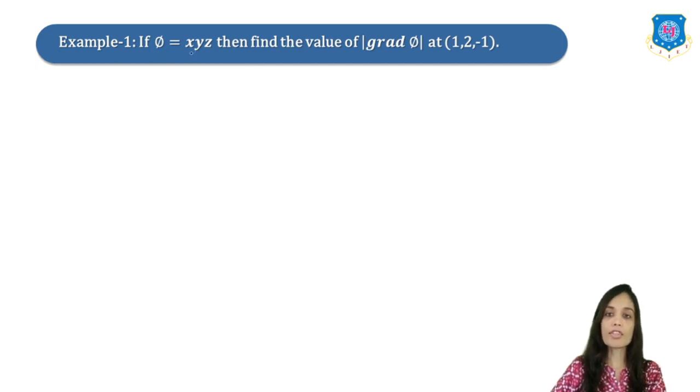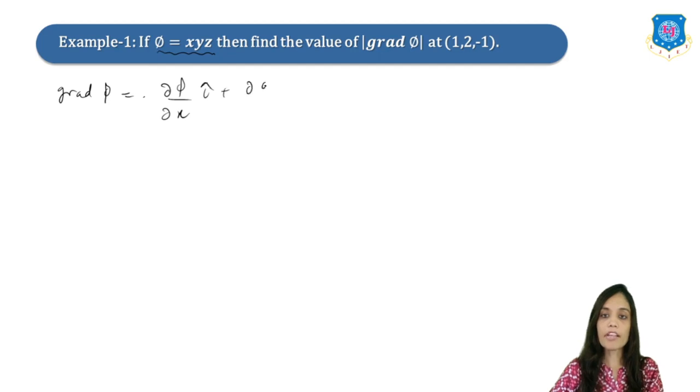So if phi is equal to xyz, this is a scalar field. We have to find the value of mod grad phi, that is magnitude of gradient at point 1, 2, minus 1. So firstly, let us write the formula of gradient of phi, right? So that is equal to del phi by del x i cap plus del phi by del y j cap plus del phi by del z k cap. Fine. Now you just have to put the partial derivatives over here.